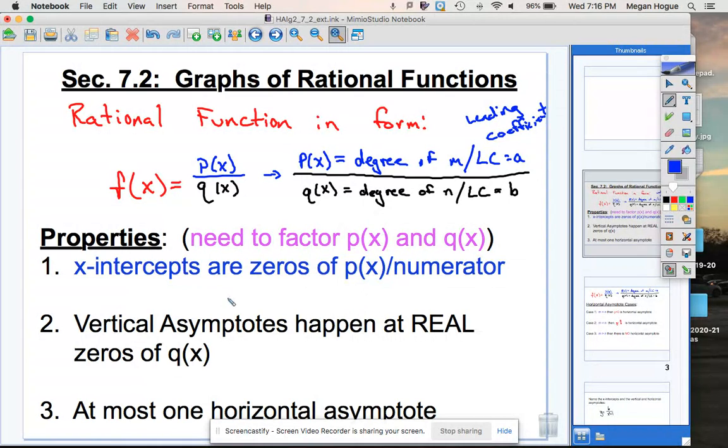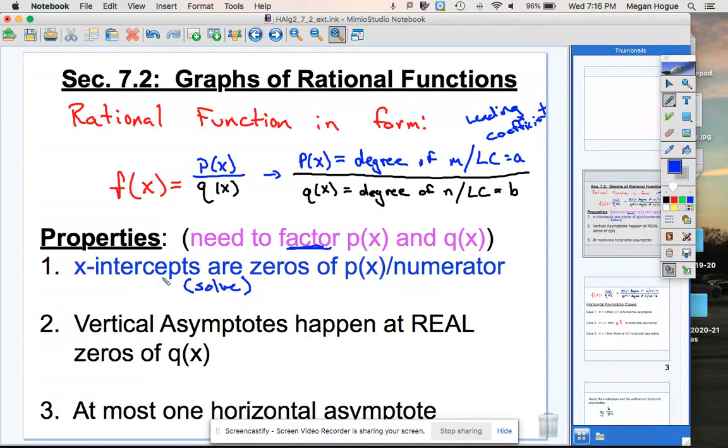Now, there are some things that we want to be able to do by hand, and then things we'll look at when we use Desmos. We want to know where the x-intercepts are, because that's what we use to solve functions. And then we want to know where the asymptotes are. There are going to be vertical asymptotes, and at most one horizontal asymptote. Sometimes there aren't any. And I need to be able to factor both the top and the bottom.